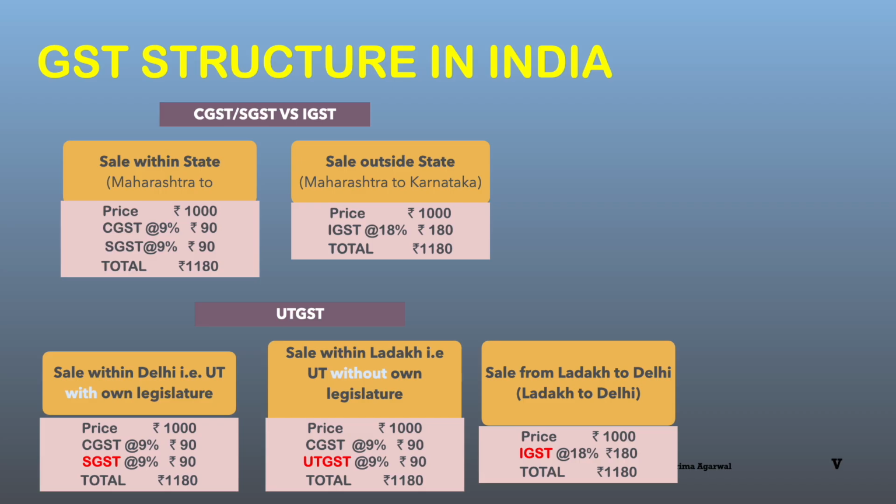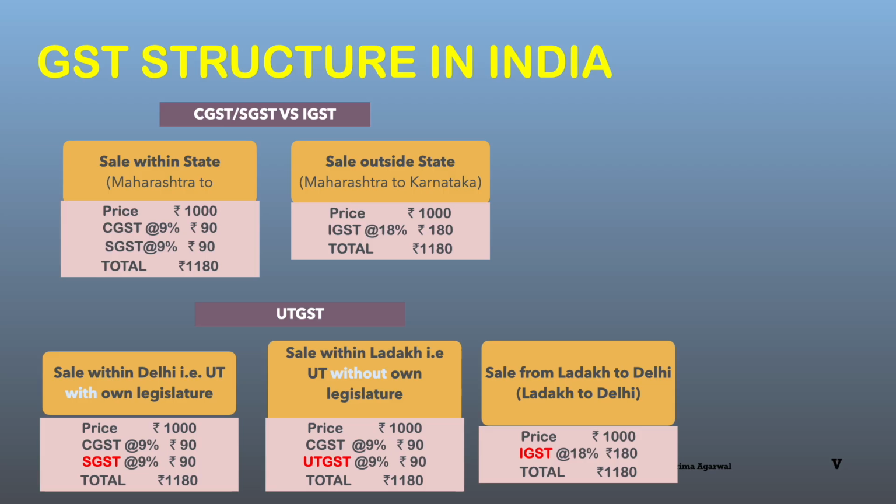Now, when there is a sale within Ladakh, that is a union territory without its own legislature. So if it is within that union territory, that is Ladakh to Ladakh, both the buyer and seller are in Ladakh, then the price will be 1,000 rupees. Again, let's suppose the GST rate as such is 18%, then it will be equally divided between the central GST and the UT GST. Here, UT GST will apply. So, in this case, CGST will be 9%, that is 90 rupees, and then UT GST is again 9%, and 90 rupees will come. So, total price of the goods again in this case is 1,180 rupees.